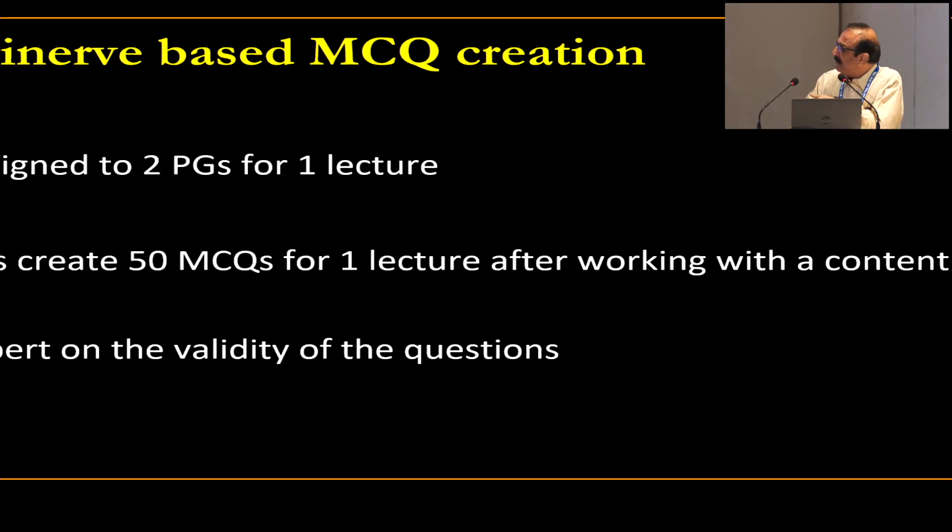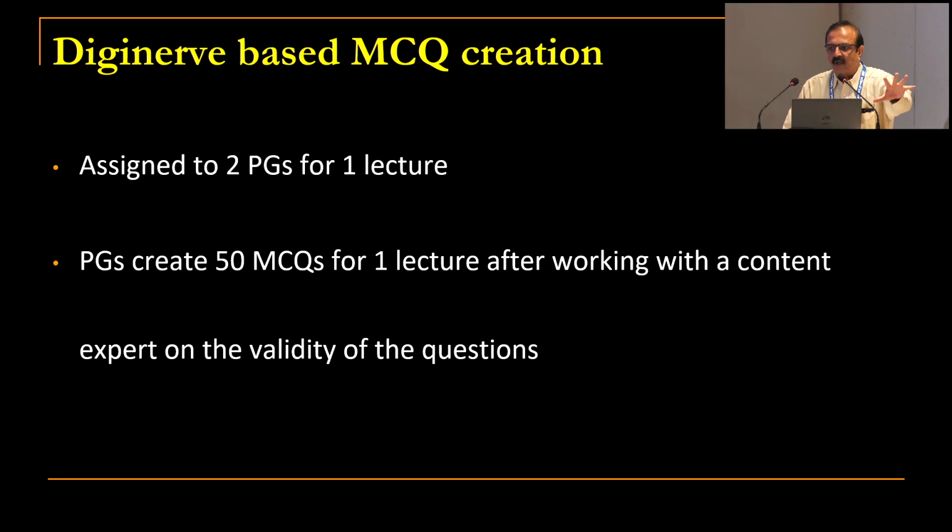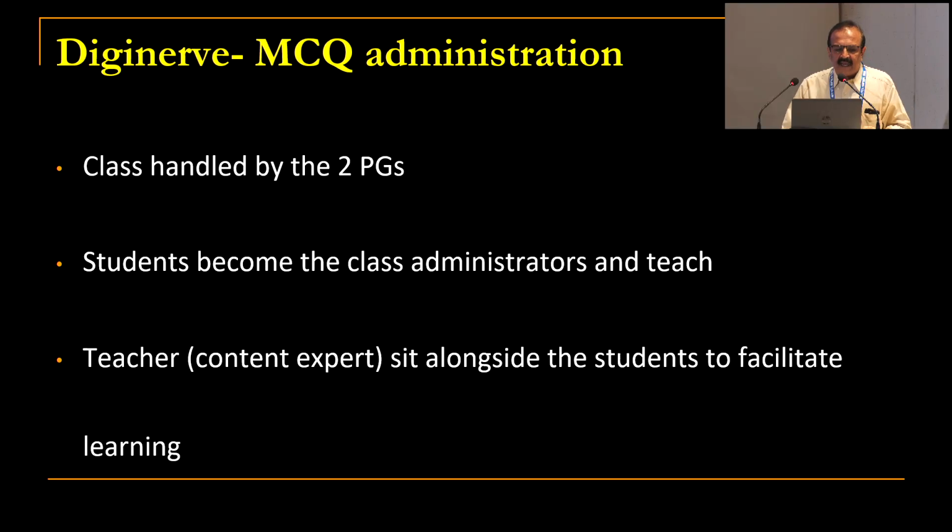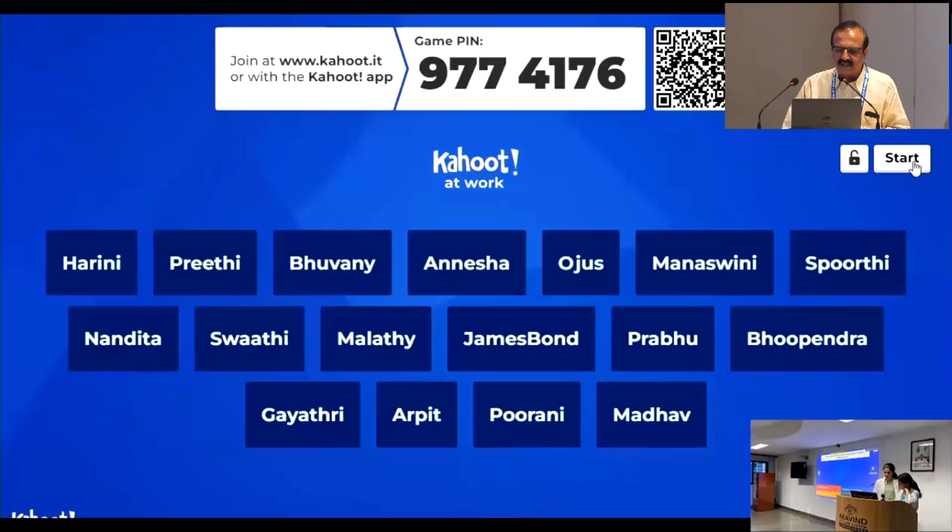The efferent arm, it's assigned to two PGs. The class is actually done by the postgraduates themselves, who have already seen it, to the choir, who has already seen it. And the teacher is just there as a facilitator. And they create 50 MCQs for each lecture, the postgraduates themselves. And then in the classes, the students become the class administrators and teach, while the teacher sits along with the students. And I'll show you a video.